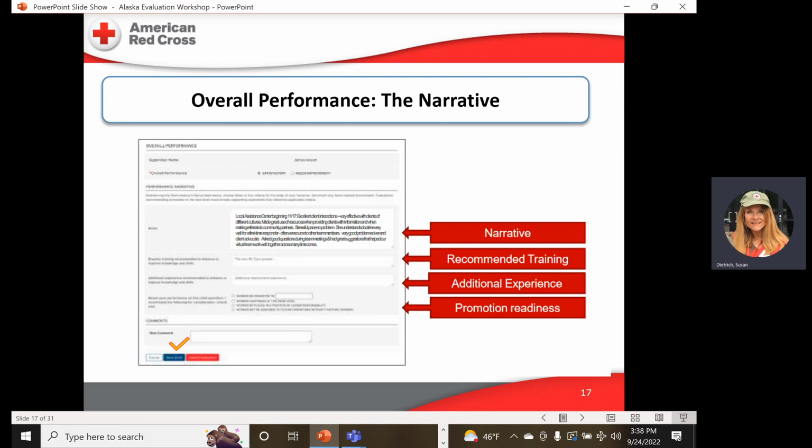Now, you can't get into their transcript, so you don't know what trainings they've had. The promotion readiness, where you're checking that you recommend promotion, is just based on what you're seeing for the DRO. That has nothing to do with their transcript. That will come from the region. To move up in a gap, you have to have 3 evaluations that recommend promotion. So this is very important, particularly if it's the goal of the responder to move up in a gap.